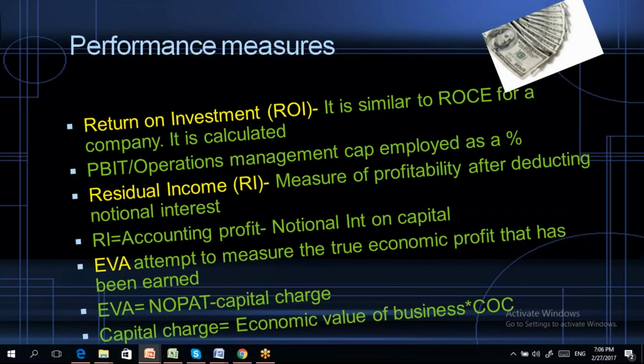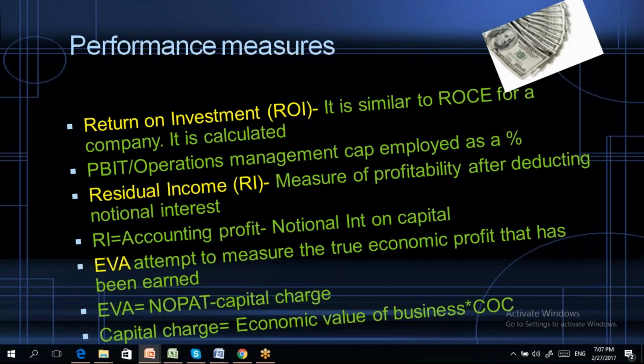So basically, economic value added tries to remove all those distortions and looks at something called economic profit. Economic profit is simply defined as net operating profit after tax. So remember, what is operating profit? Operating profit is before interest and before tax.